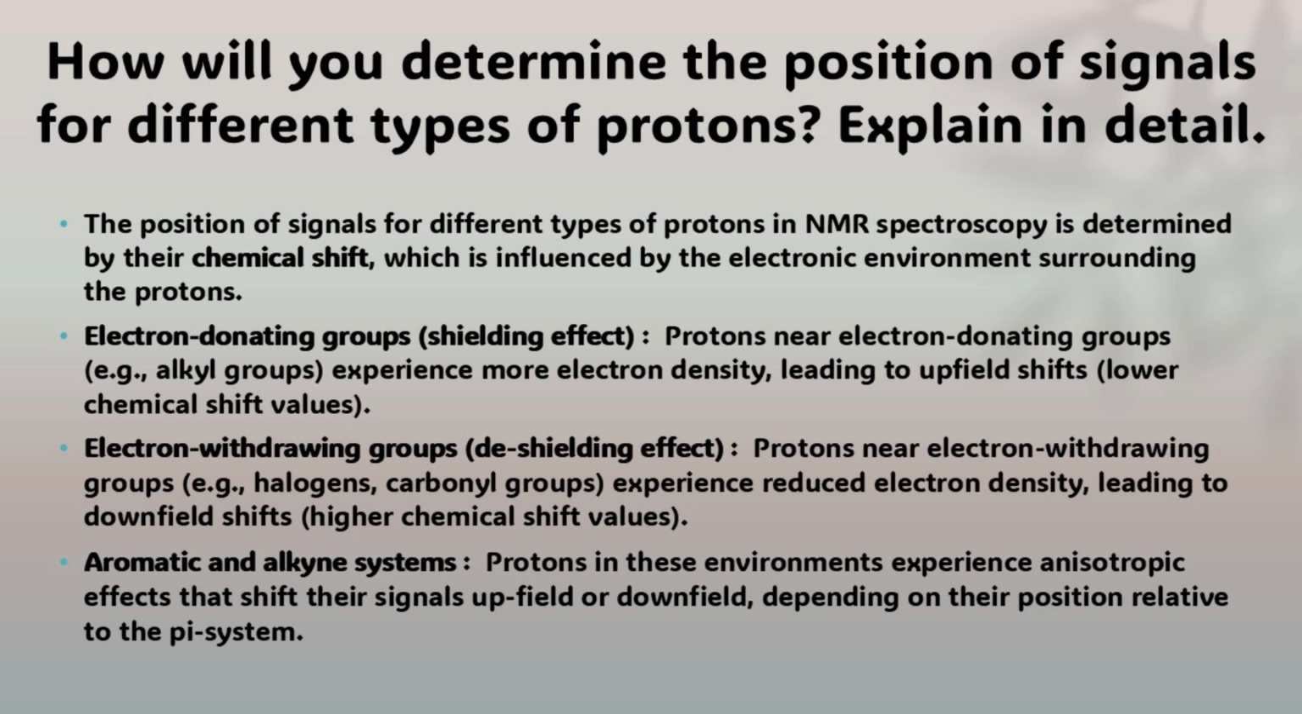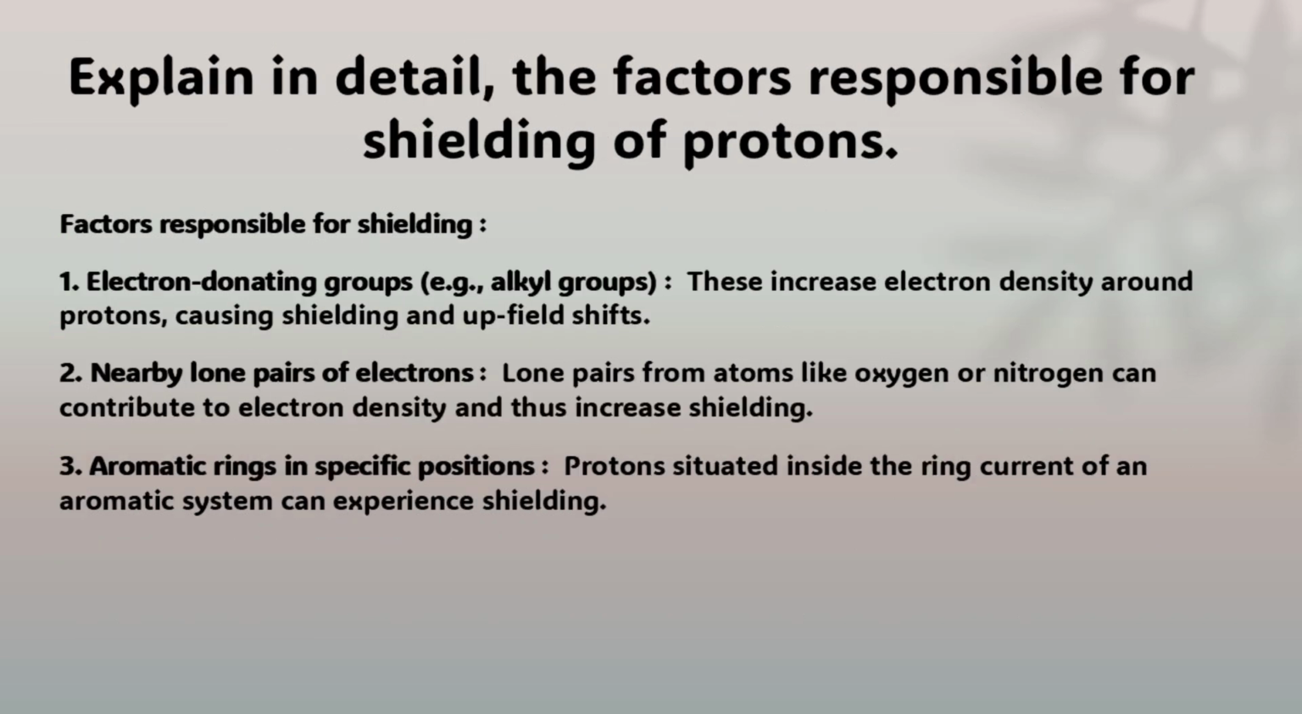Aromatic and alkyne systems: protons in these environments experience anisotropic effects that shift their signals upfield or downfield depending on their position relative to the pi system. The next question is question number 35. Explain in detail the factors responsible for shielding of protons. The answer to this question is factors responsible for shielding.